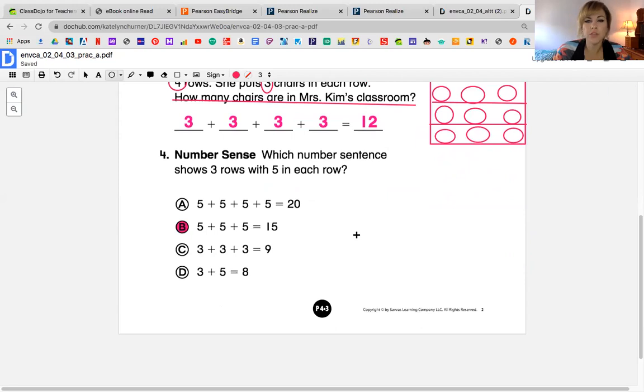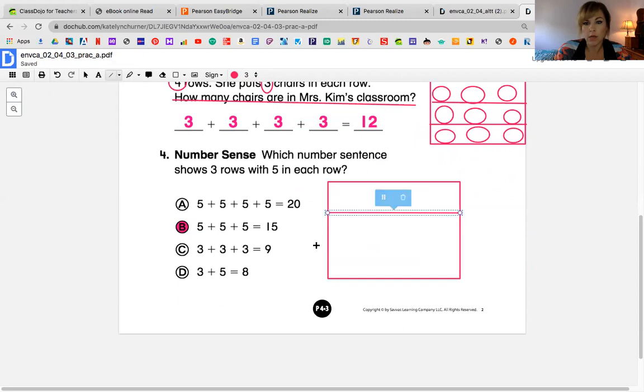Finally, number 4 says, which number sentence shows 3 rows of 5? So the same thing, you're going to make an array. Okay, and there needs to be 3 rows. So there's row 1, and then this one's going to make rows 2 and 3. And then back in, I need to have 5 in each row.